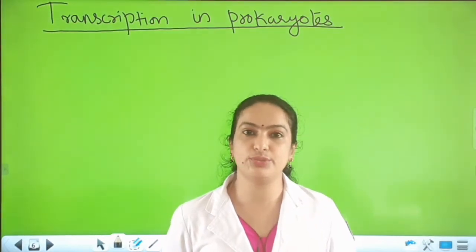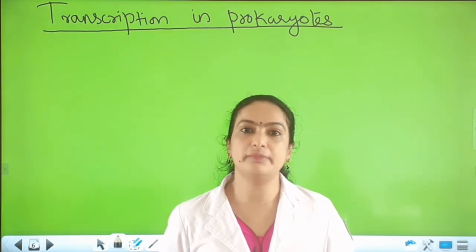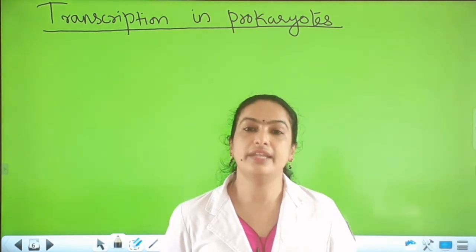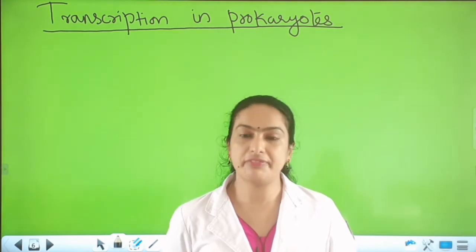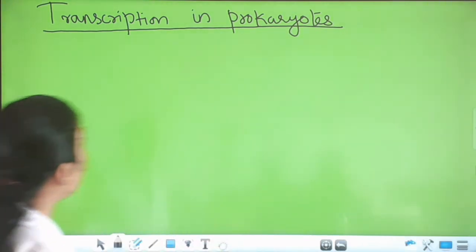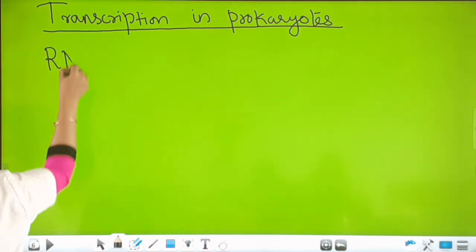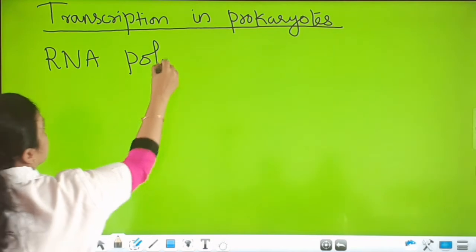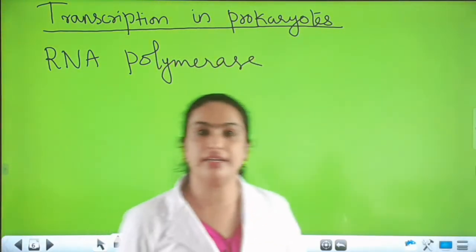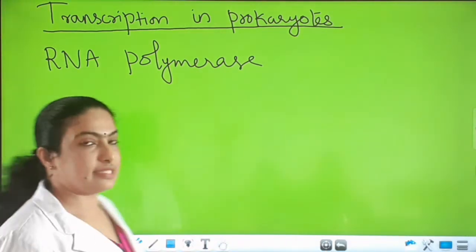Now I am going to teach you transcription in prokaryotes. As I told you, in prokaryotes they are polycistronic. That means in the structural gene several cistrons are there. Here the three types of RNA are formed by the enzyme DNA dependent RNA polymerase. So the enzyme used for the transcription of three types of RNA is DNA dependent RNA polymerase.